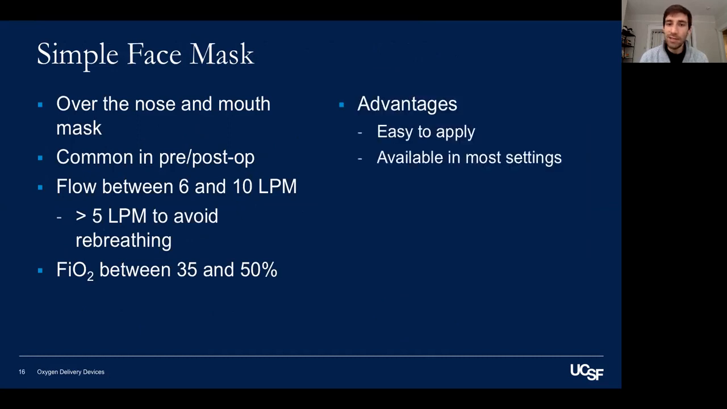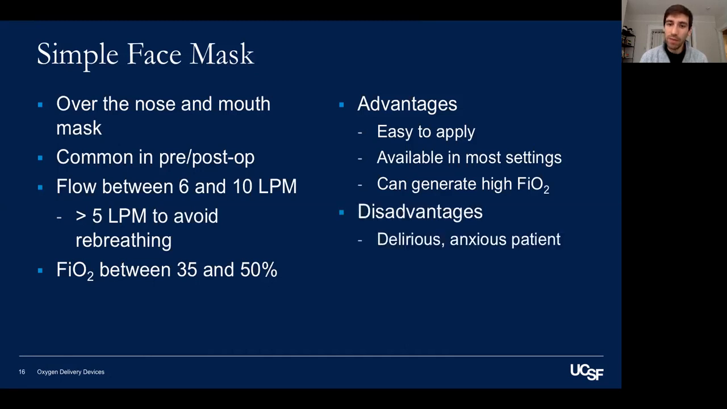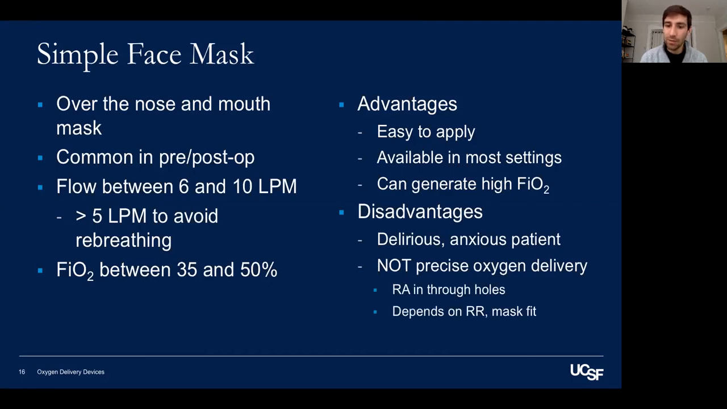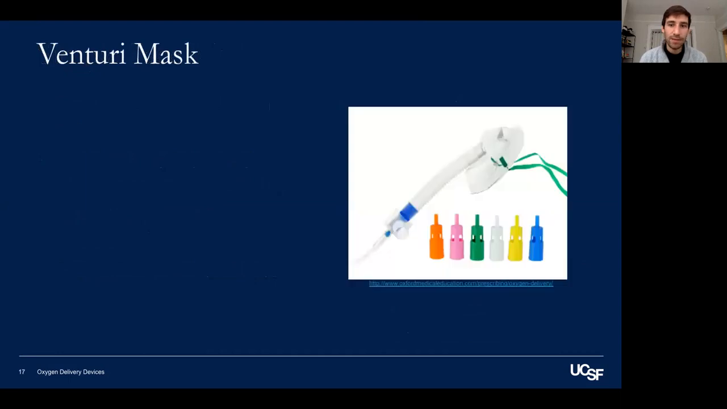The advantages are that it's easy to apply and available in most settings, and it can generate high FiO2. However, the downsides are that in delirious and anxious patients, they often are not well tolerated, and it's not precise delivery of oxygen, as we discussed previously. Lastly, risk of aspiration in patients if they are vomiting or nauseous. Venturi mask is next and shown here.